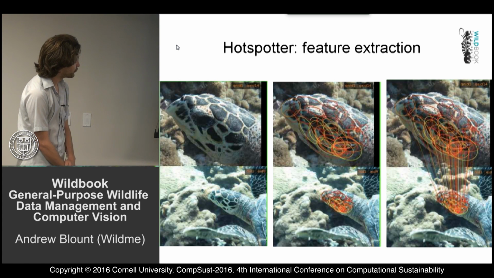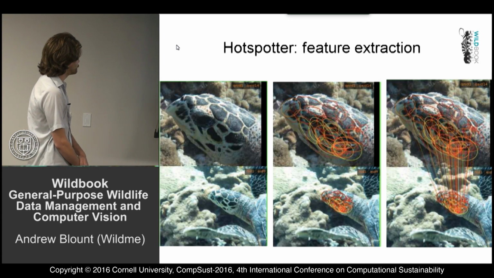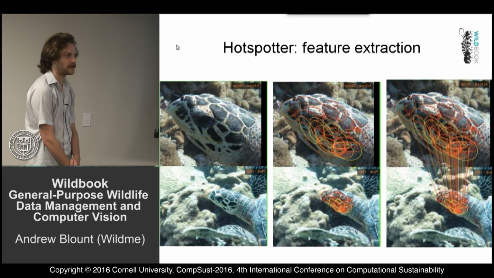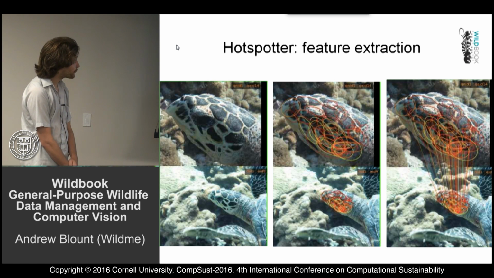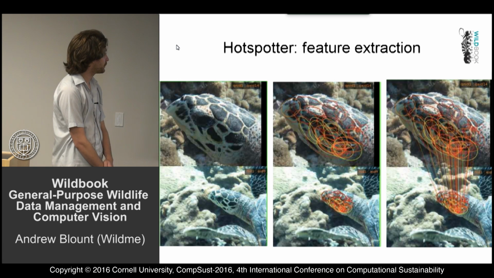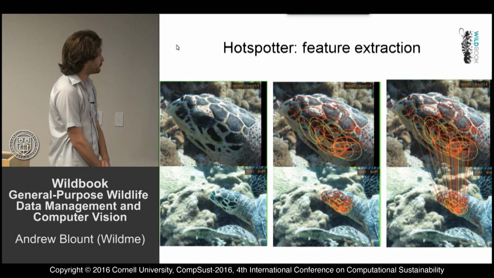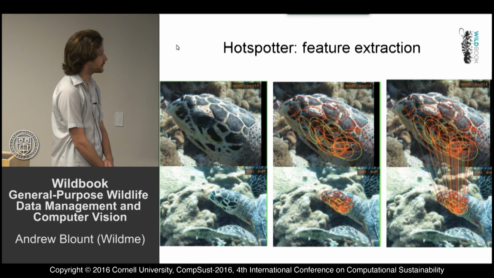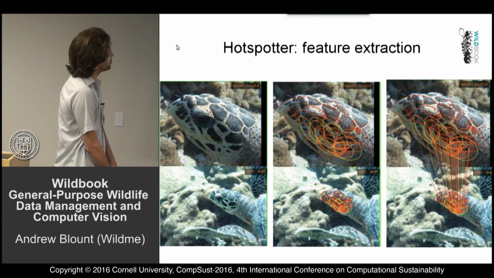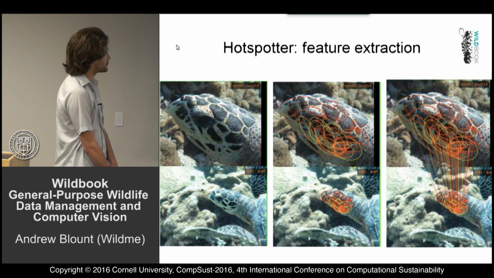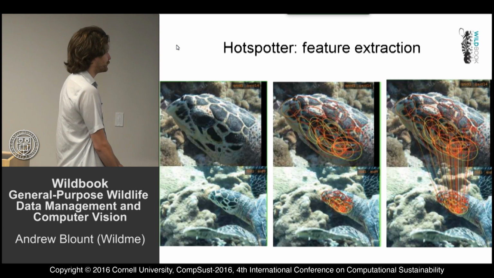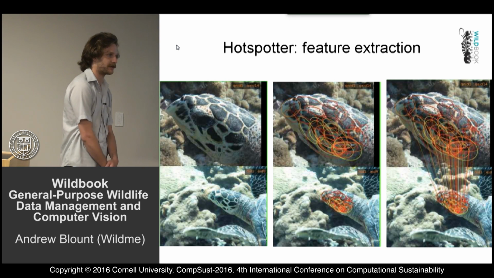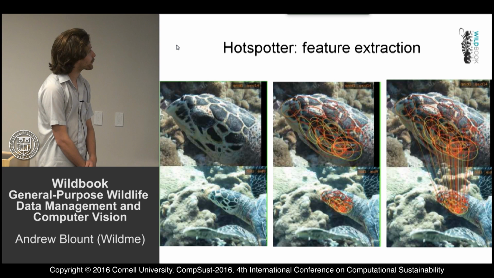Now, with deep learning and whatnot, we're moving towards a world with more general purpose artificial intelligence algorithms, certainly in computer vision. The algorithm we've been working on most recently with Rensselaer Polytechnic is called HotSpotter, and it uses deep convolutional neural networks to extract relevant features that are unique to the individuals in the photographs.